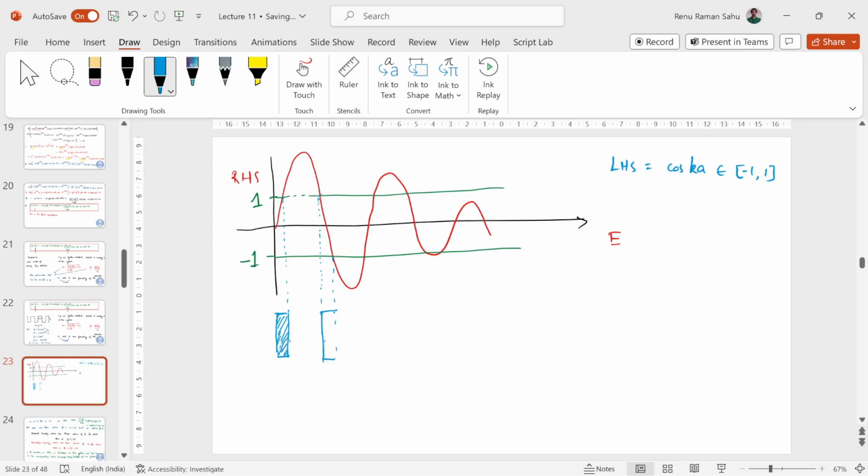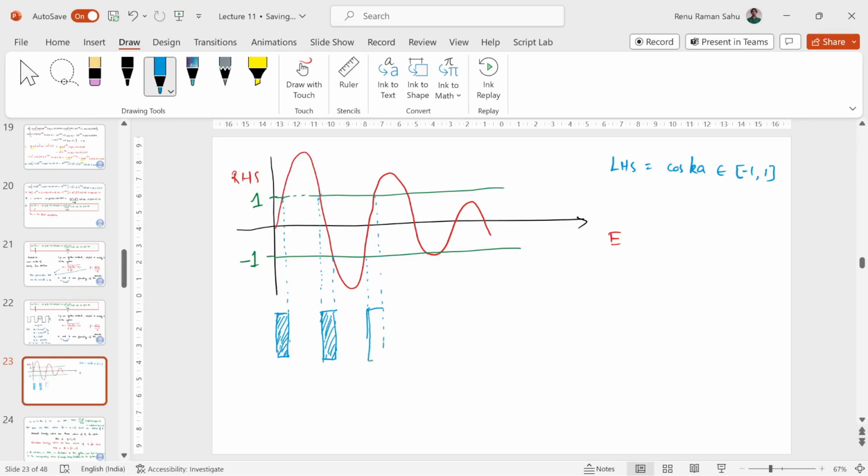For this you can find some values. So what you are doing is sweeping with energy, changing alpha and beta, and you are getting this. Those values of energy for which the right hand side is between -1 to 1 are your allowed values. You are getting what is happening, right?